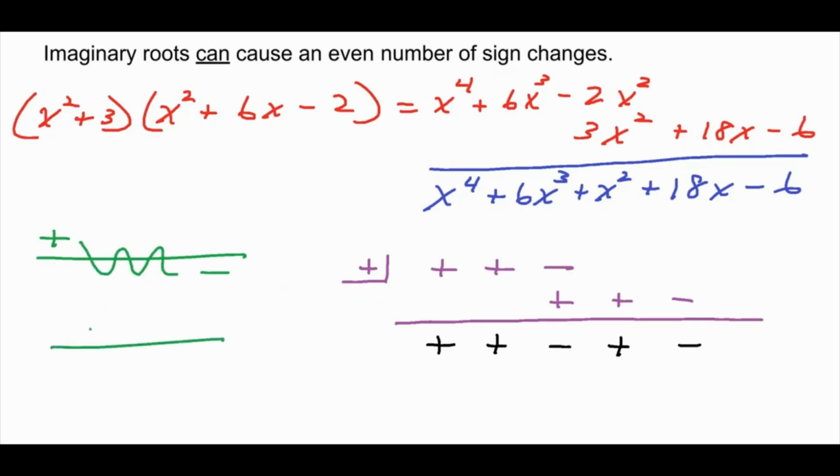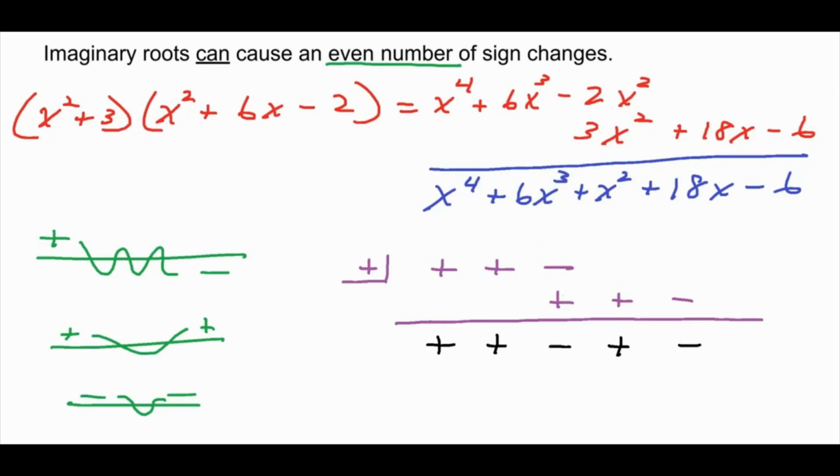And it doesn't matter how you do it, you're still going to have the same thing happen. You're either going to have no sign changes or two sign changes or four, same with negative. So this is easy to see, very provable that the sign changes produced by imaginary roots have to be by even numbers.